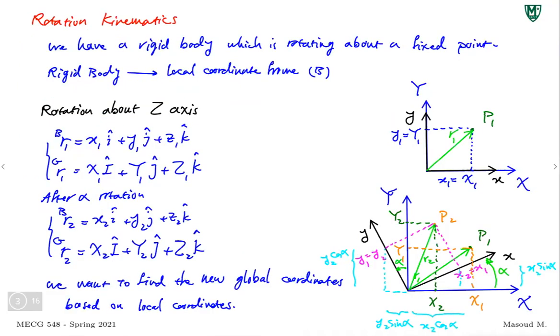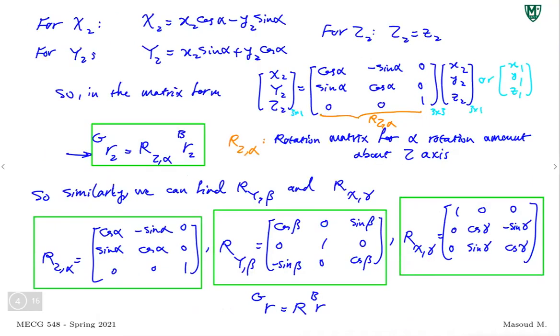Then I started talking about rotation kinematics. Went into details about how can we actually get the new position if we have local and global coordinate frame exactly on top of each other at the beginning of the motion. Then we looked at the rotation about the z-axis, and we derived the equations. The goal was to find the coordinate of the point in global coordinate system based on the coordinates of the point in local coordinate system, like local coordinate frame, right?